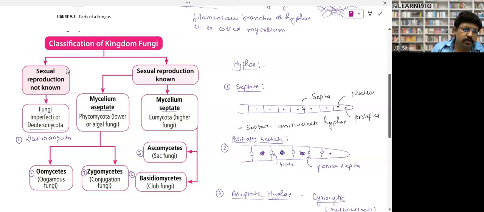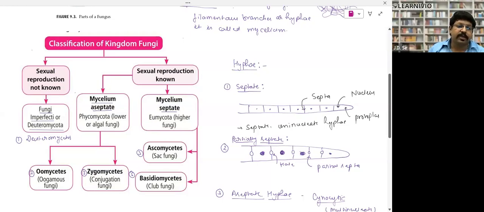Yes, sir. Fine. So the classification of fungi is done on the basis of mode of reproduction. That can be a question: what is the basis of classification of fungi? There are some fungi where the sexual reproduction is not known. They reproduce asexually, or they reproduce with vegetative propagation. So these fungi are called fungi imperfecti, and they have been kept in a class called Deuteromycota or Deuteromycetes. Same thing. So the name of the class is Deuteromycetes, right?